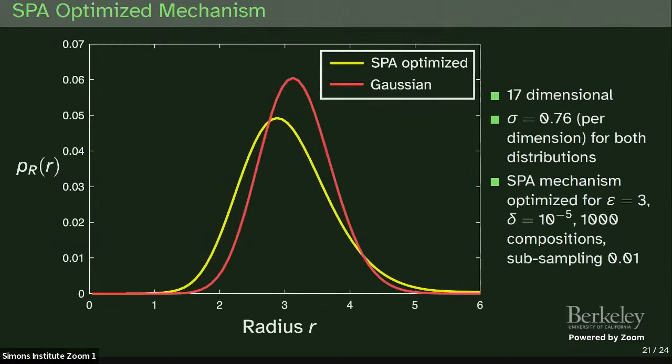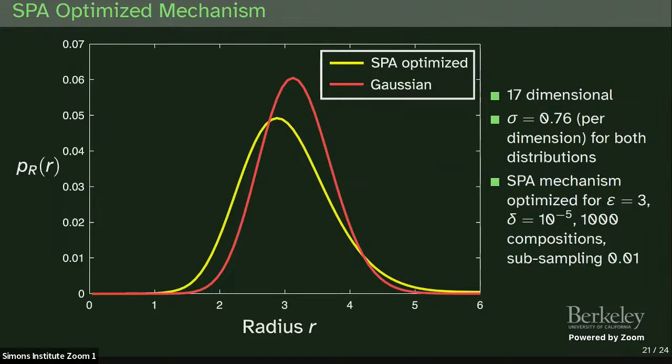So here's what some of this saddle point optimized mechanisms look like. So here, optimizing for these parameters, and what you can see is the nice thing about the saddle point optimization is that you can dial in exactly what you're interested in. So you pick your epsilon delta, you pick your number of compositions, you pick your subsampling rate, and it'll in principle give you back a mechanism.